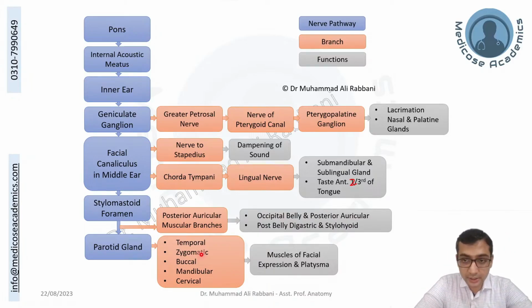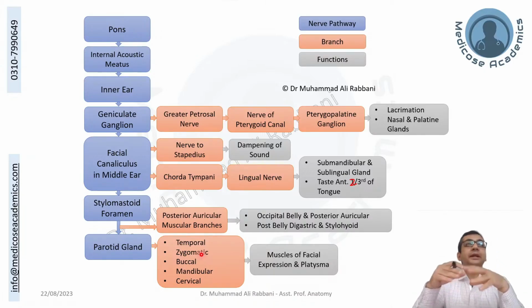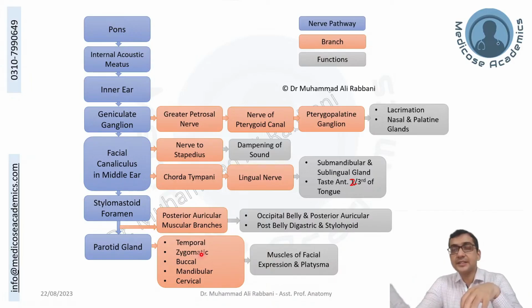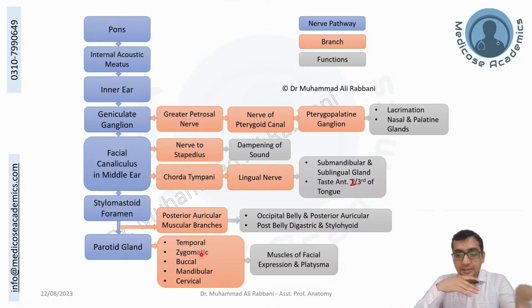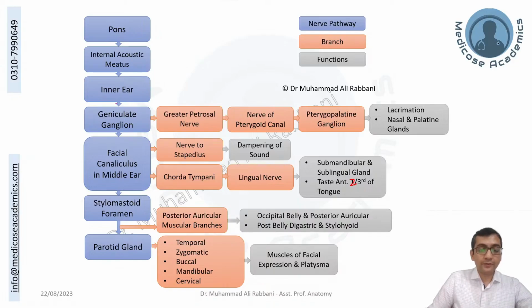My reason for going into so much detail in this is that you are asked, a person is coming with these symptoms, where is the facial nerve damage in this patient? For example, if the facial nerve is damaged at the pontomedullary junction, all of the functions will be lost.